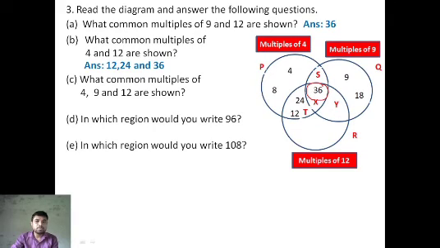Just see, this is the P circle, this is the Q circle and this is the R circle. So what is the common region? This is the common region of P, Q and R. So the answer will be 36. Is it clear, my dear students?